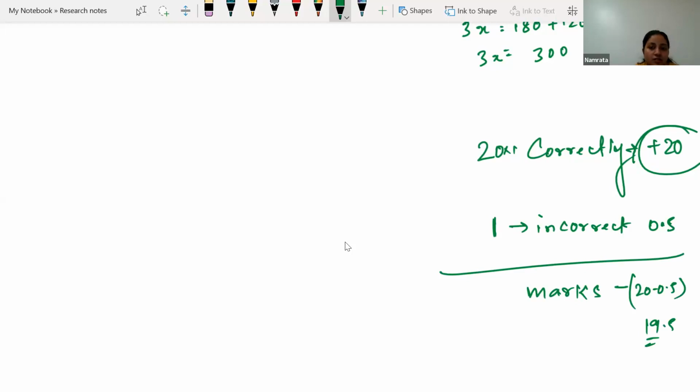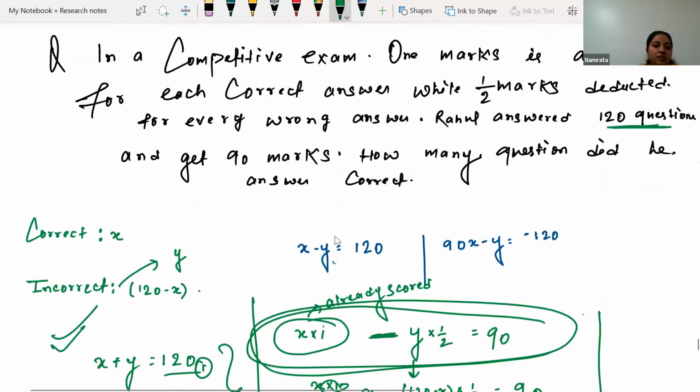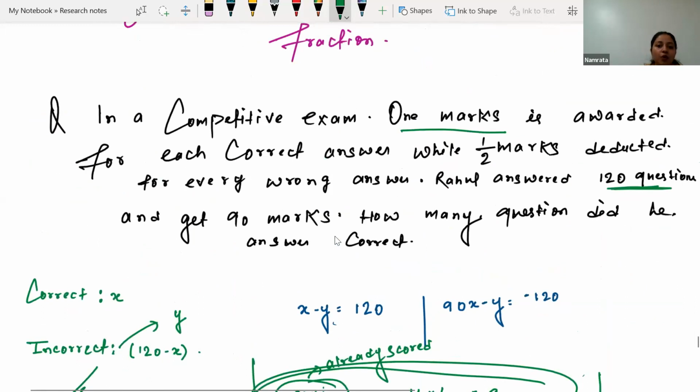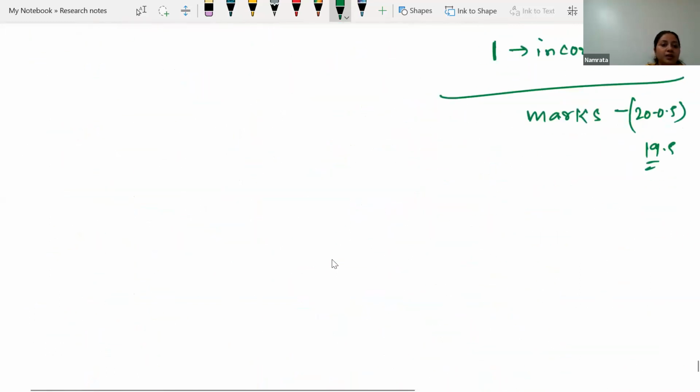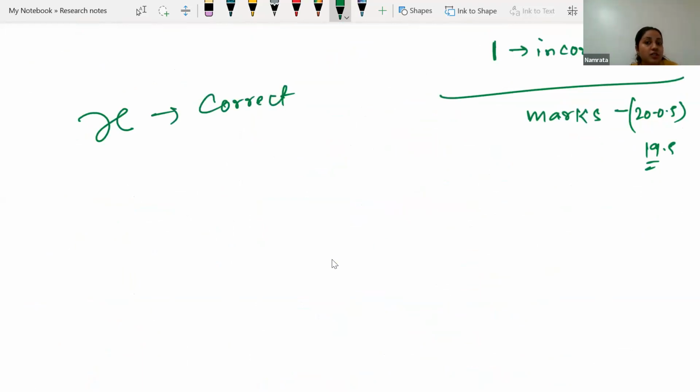So this is how they count the marks when there is a negative marking. Now the same scenario is given over here. 1 mark is awarded for each correct answer, while half mark is deducted for every wrong answer. Let the person attempt x correct questions. x is the number of questions which are correct. So he will get x into 1 is equal to x total marks.